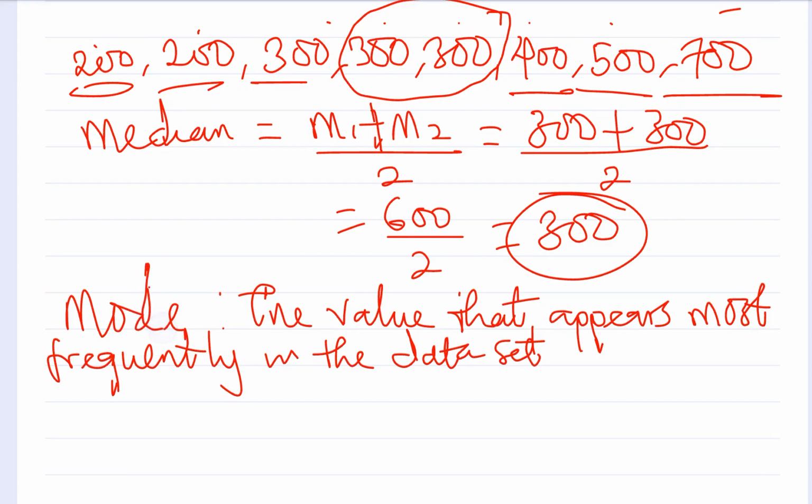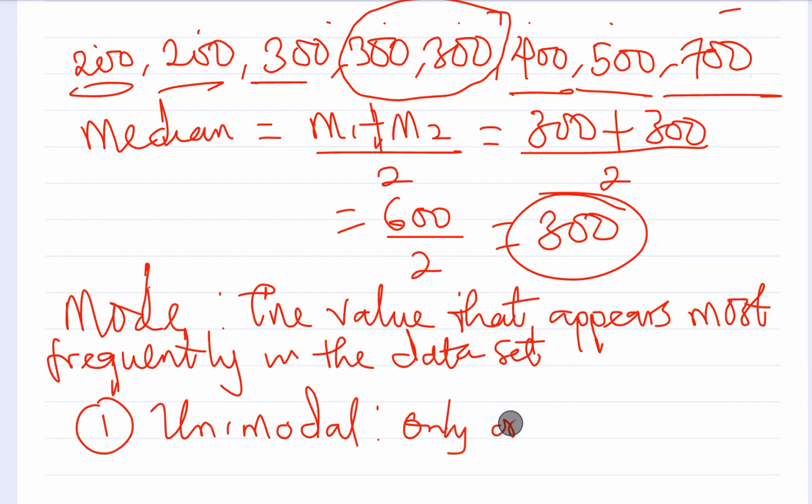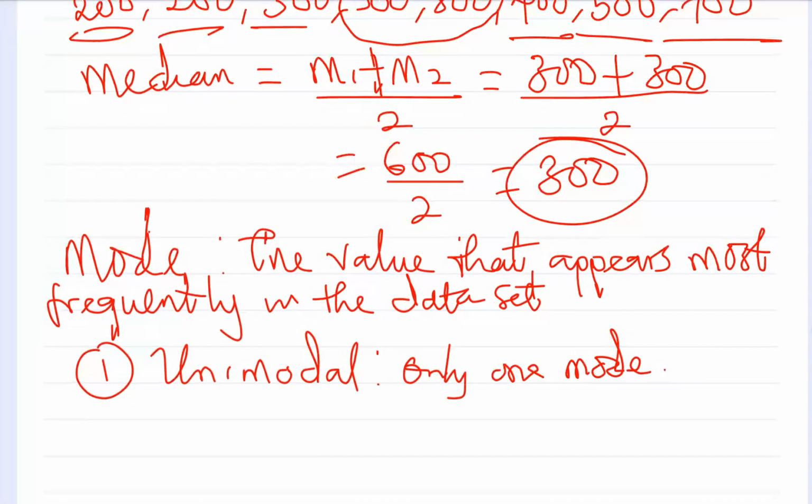All right. Now we have another important thing, which is what we call the types of mode. For your level, we have what we call unimodal. When do we say it is unimodal? When there is only one mode. So when only one mode is in the set, that's unimodal.